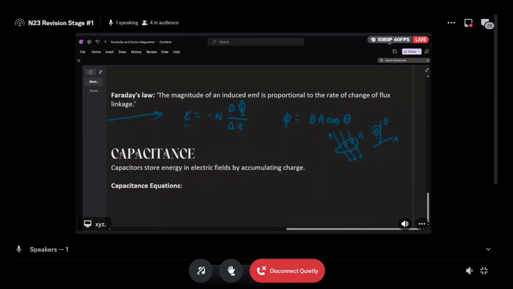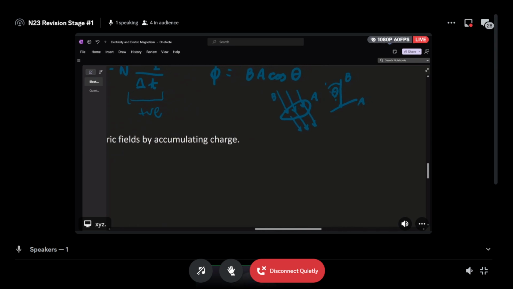So if your flux is increasing through a loop, for example, then this term will be positive, and therefore your EMF will be negative, and you'll have a current that opposes the change made. So let's give an example here.